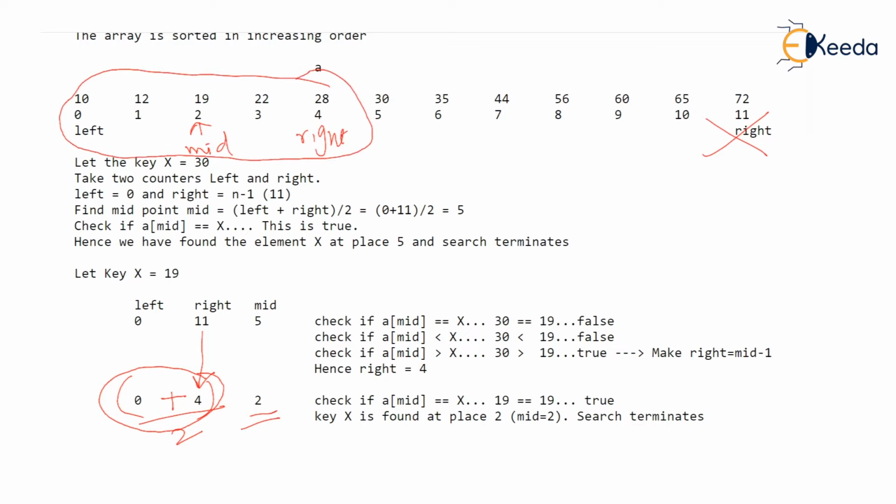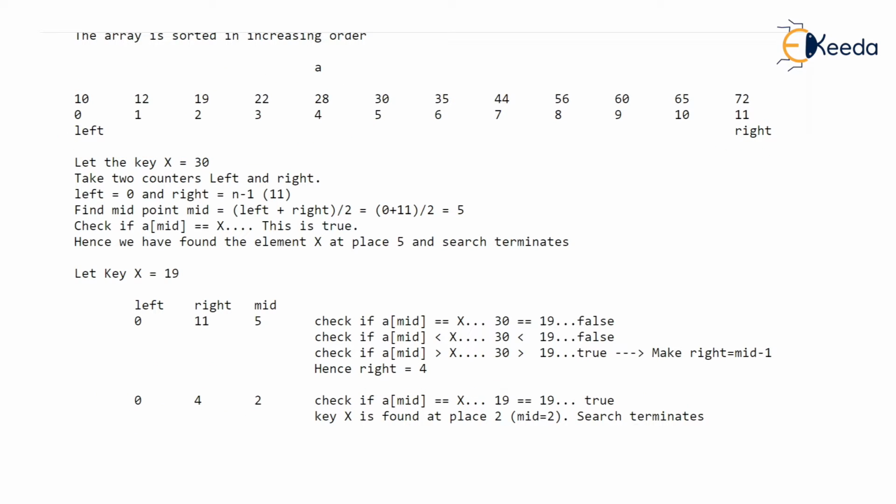Is it equal to the value we were looking for? The first question asked is, if A of mid is equal to X, is 19 equal to 19, which is true. So the value is found at place 2. Mid was 2 and the value was found over there. So the search terminates. Isn't it so? Before we see the next example, just find out, are you understanding this?